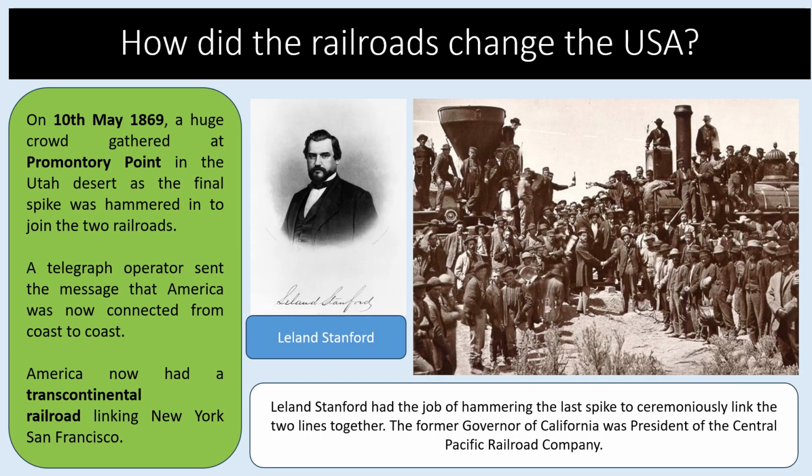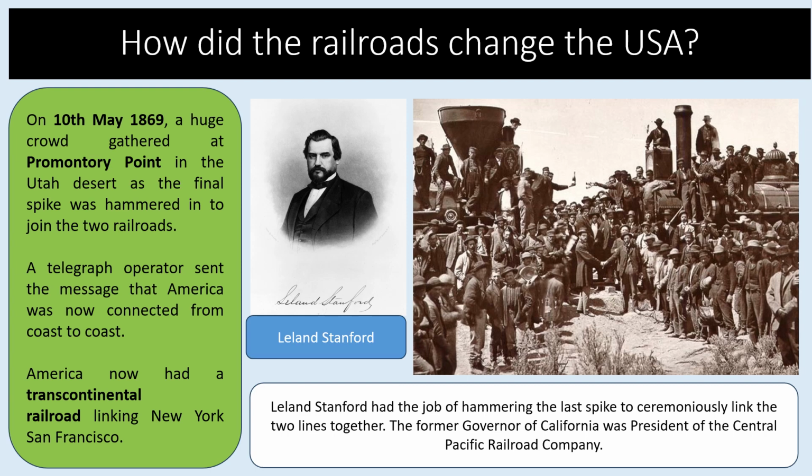Now, on the 10th of May 1869, a huge crowd gathered at Promontory Point in the Utah desert as the final spike was hammered in to join the two railroads. A telegraph operator sent a message that America was now connected from coast to coast, and America now had a transcontinental railroad linking the two major cities, New York and San Francisco, and joining the country together, making the USA a truly sort of continental power.